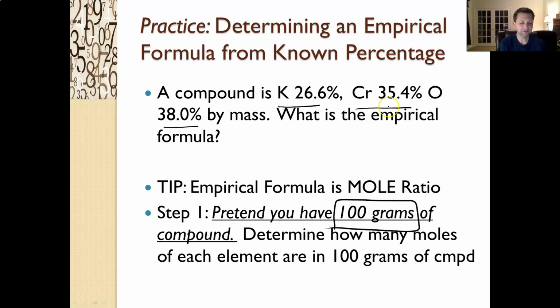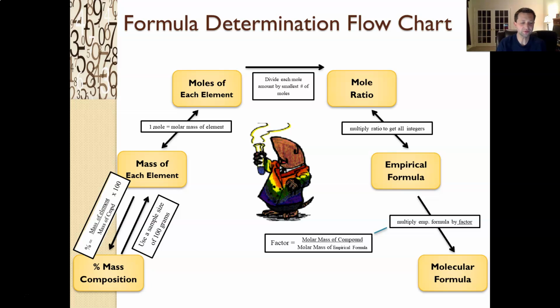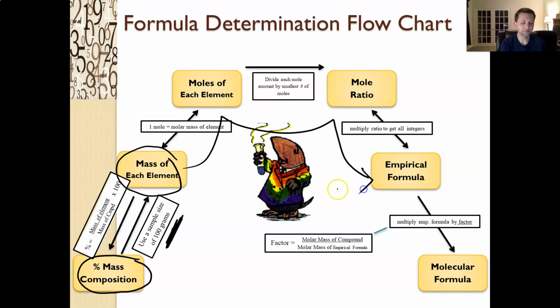So I have to convert these percents into moles somehow. Well, the assumption I'm going to make is I have 100 grams of my substance. So then I have 26.6 grams of potassium, 35.4 grams of chromium, 38.0 grams of oxygen. I just convert to moles. It's going to be the lowest whole number ratio anyway, so it's going to work out really nice. So if you're given percent mass composition, use a sample size of 100 grams. Then you have the mass of each element. Then just follow the roadmap and get to your empirical formula, which is what we have to end with.